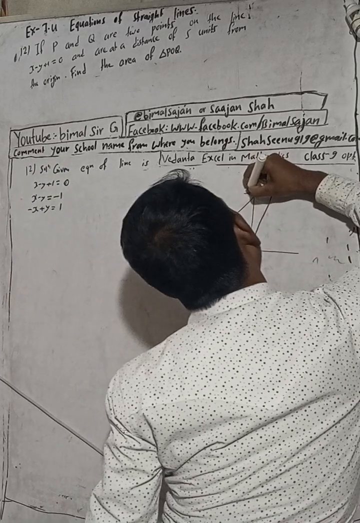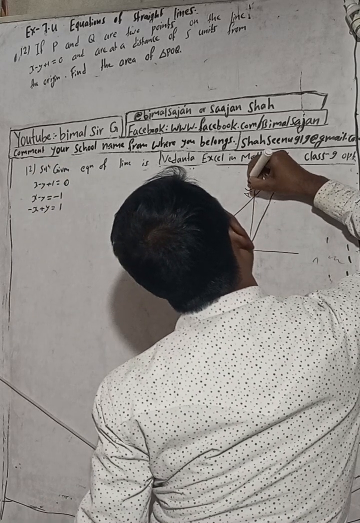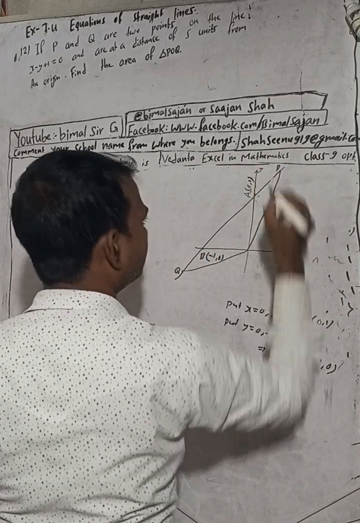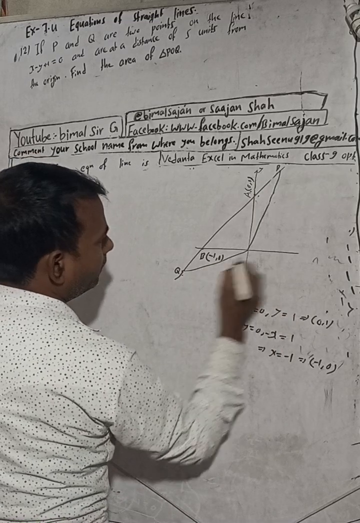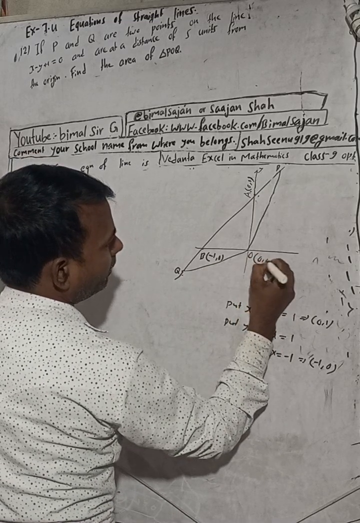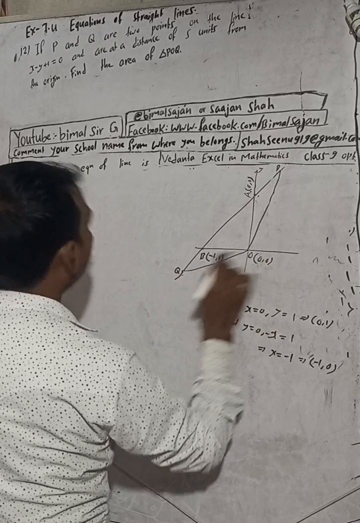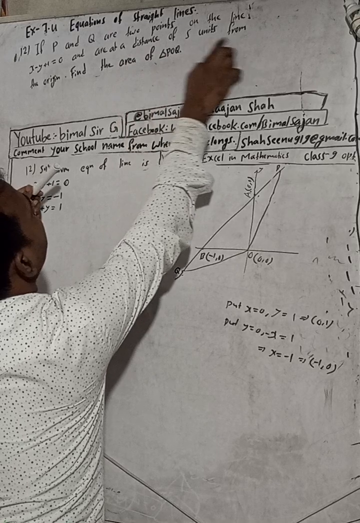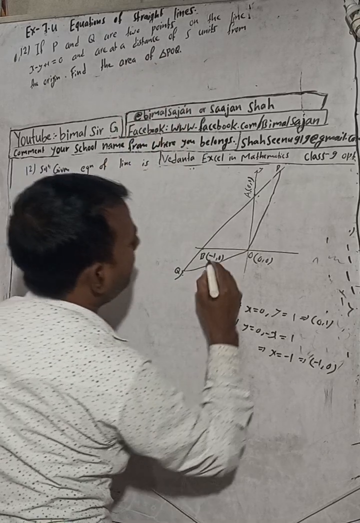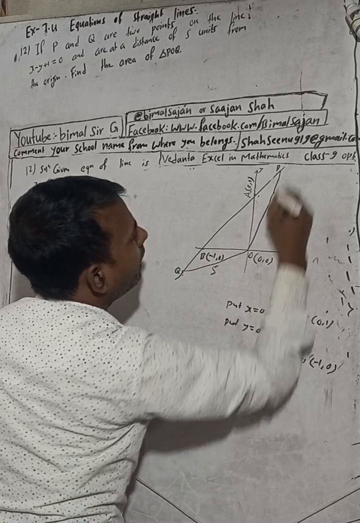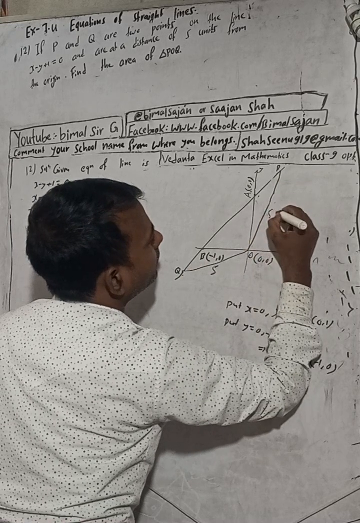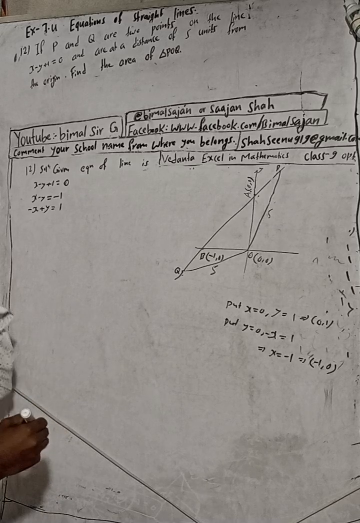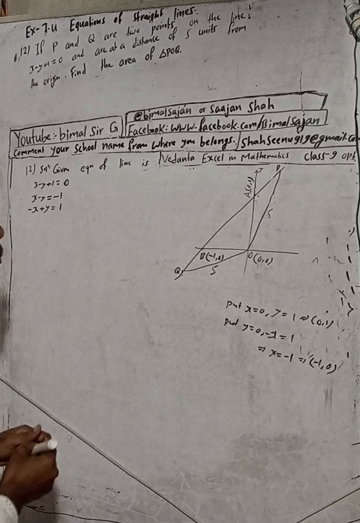Here I will write A 0 comma 1. This is our y-axis, and this is 5 units. This is origin O. Origin means 0 comma 0. And the distance between them is given: P and Q are at a distance of 5 units from the origin. That means OQ is 5 units, and OP is also 5 units. This is the distance, and now we have to find the area of triangle POQ.